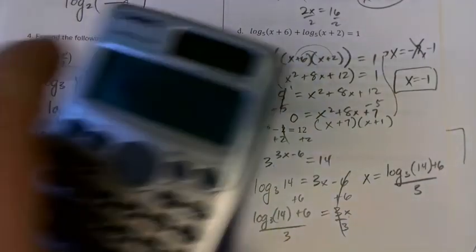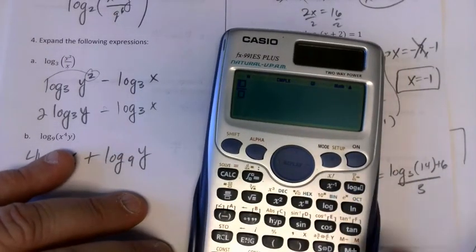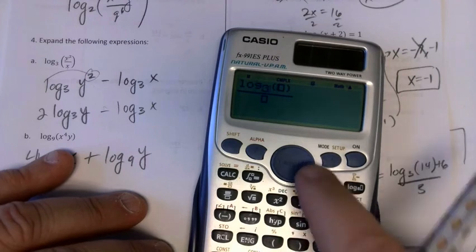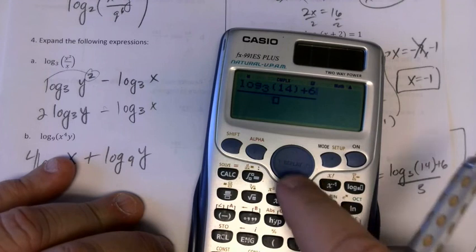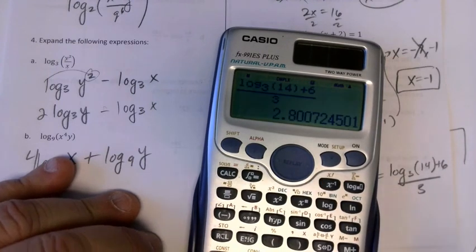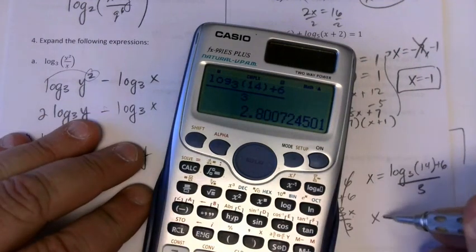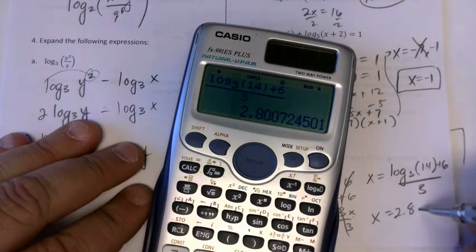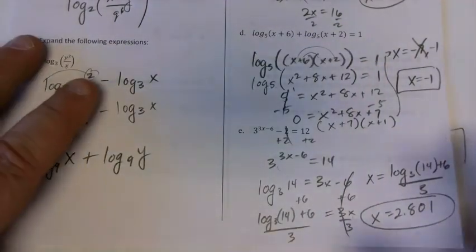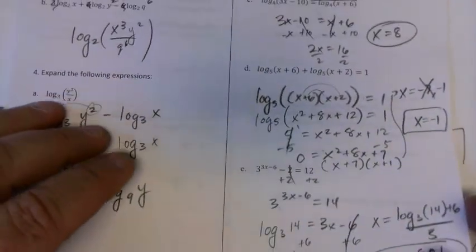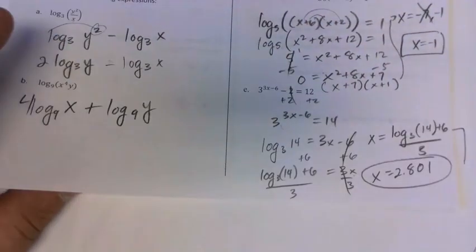Now, if I want a decimal, I've got to use a calculator, right? So the log base 3 of 14 plus 6 all over 3 gives me 2.8007 something, so x is 2.801 if I round it to the nearest thousandth. And I think that's what I was told up there, but I haven't needed to round it until then. Okay, there's solving equations. Next page.